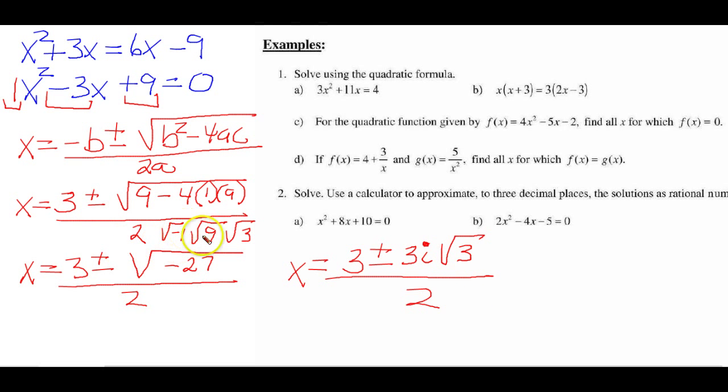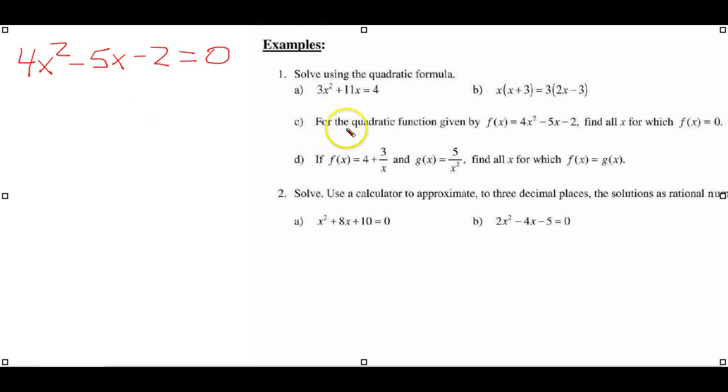Notice we're using some of the things from the previous module. The square root of 27 is always going to be 3 times the square root of 3. But since it's a negative underneath there, we had to take out the letter i. Okay.